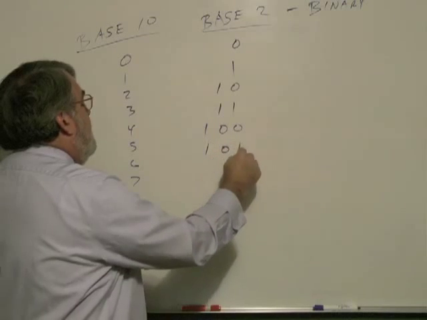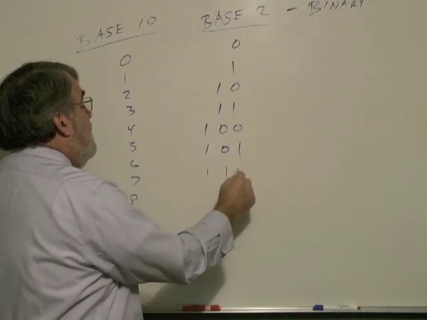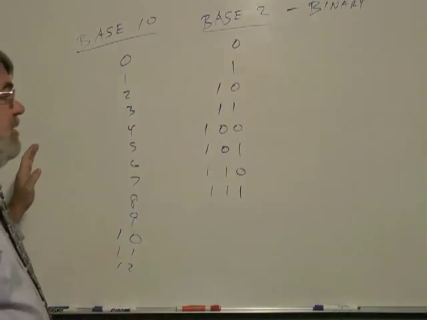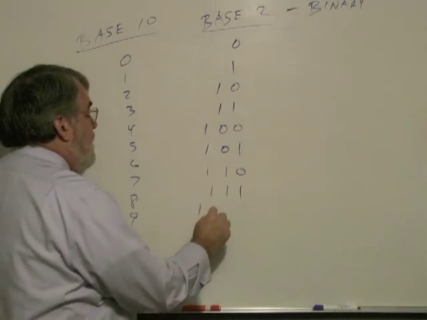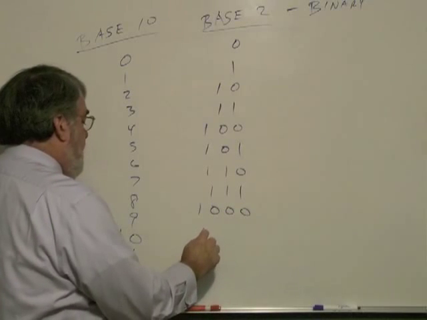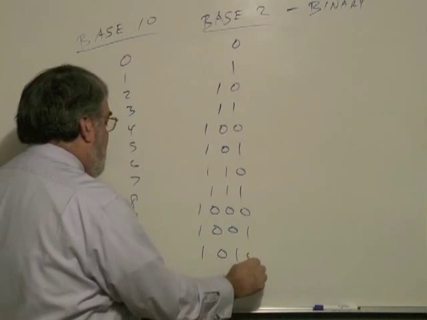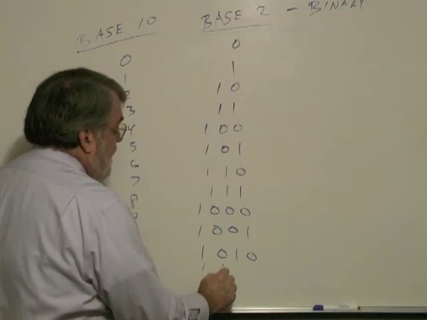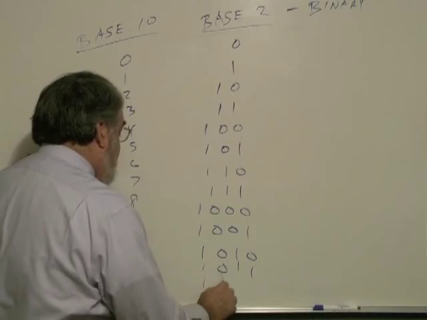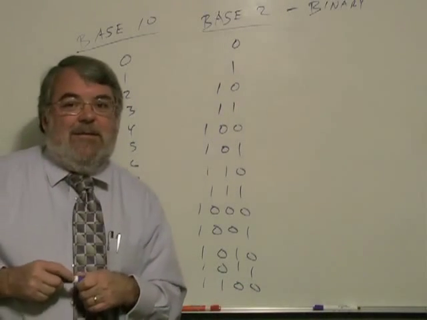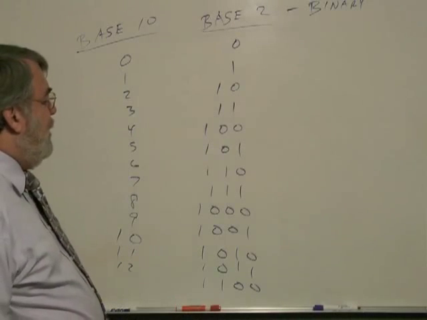5 will be 1, 0, 1. 6 is 1, 1, 0. 7 is 1, 1, 1. 8 jumps to a new place, 1, 0, 0, 0. And then 9 is 1, 0, 0, 1. 10 is 1, 0, 1, 0. 11 is 1, 0, 1, 1. And 12 is 1, 1, 0, 0. So anyway, hopefully you've got the hang of counting in base 2.